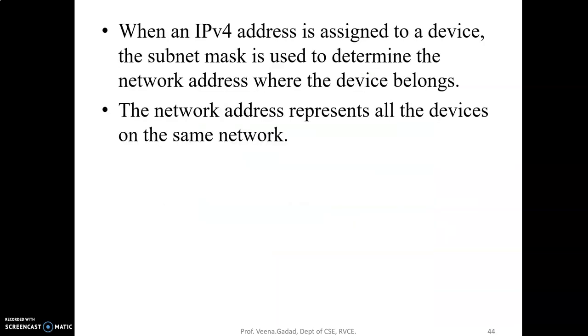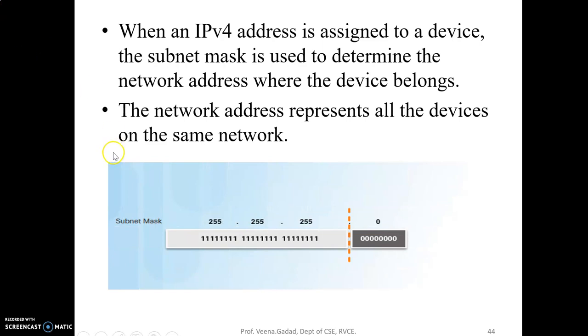When IPv4 is assigned to a device, the subnet mask is used to determine the network address where the device belongs. This is especially required for your routers. However, even the host needs to know what is the network part and what is the host part for the destination IP address. We shall see it shortly. The network address represents all the devices on the same network. If the subnet mask is something like this, 255.255.255.0, it is 8 ones followed by 8 ones followed by 8 ones, and the last octet is 0.